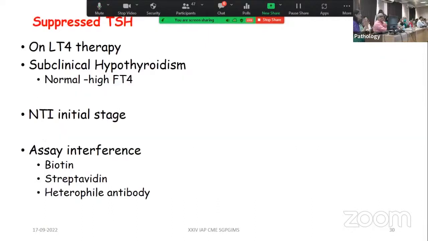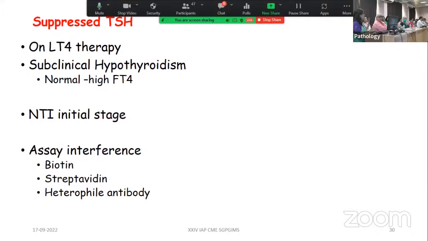So this was about clear-cut thyrotoxicosis, but then there are situations where you have a suppressed TSH and the T4 may be normal or marginally high normal. What are those conditions, and how do you interpret these results?